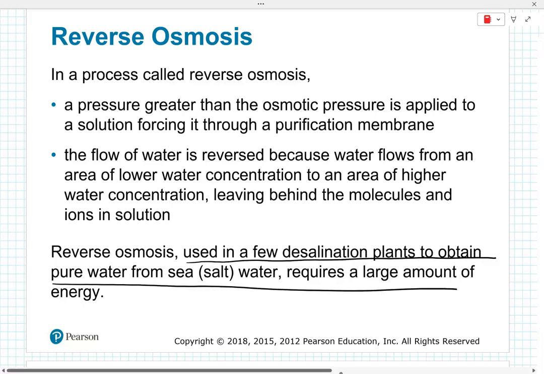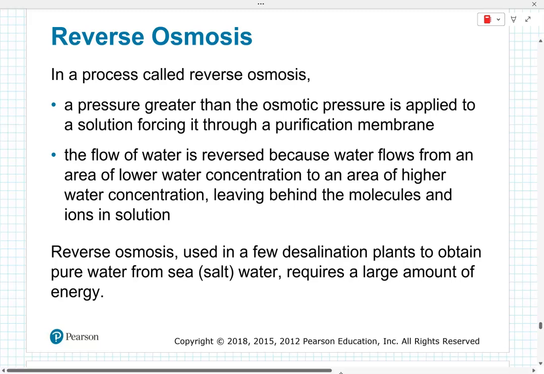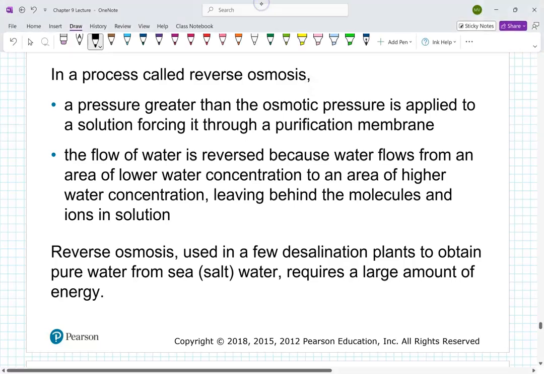Few desalination plants to obtain pure water from the sea. So water can be a problem, right? What I'm asking you is this. Can you name the region in the world, not necessarily country, but the region in the world, which actively uses reverse osmosis to produce drinking water?